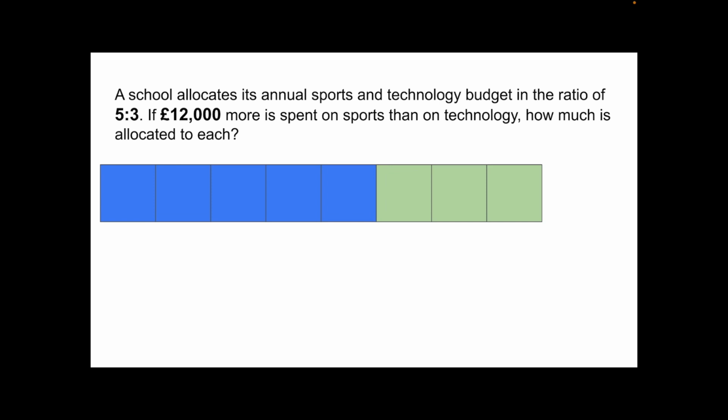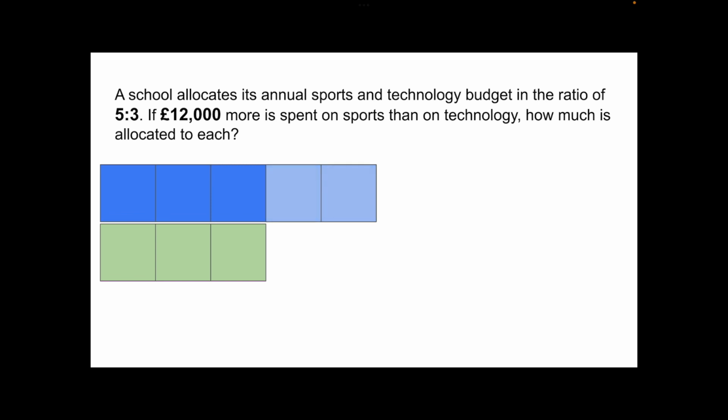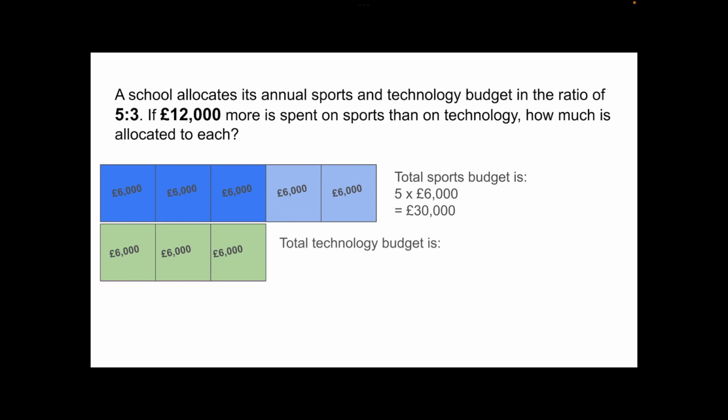Now it's not necessarily completely clear what to do at this stage, but what I'm going to do is bring the technology down here so I can compare the 2 bars, because then it's obvious that these 2 light bars must be the £12,000. And if it's £12,000 for the 2 of them, it means that each one must be £6,000. And if that's £6,000 each, then the other blue ones must also be £6,000. And come to think of it, since all the bars are the same, the green ones have to be £6,000 as well. So now we can say that the total sports budget is 5 lots of £6,000, which is £30,000. And the total technology budget is 3 lots of £6,000, which is £18,000.